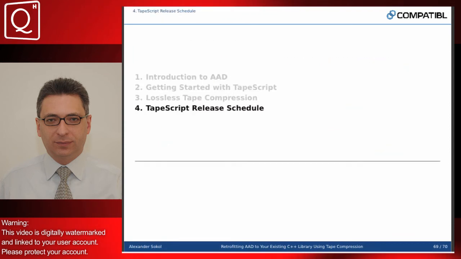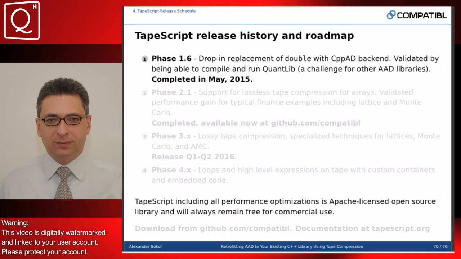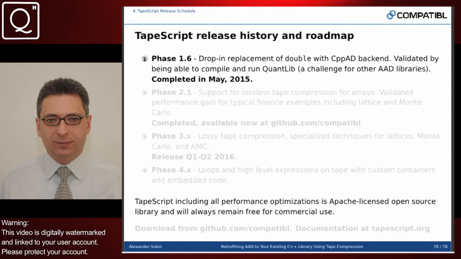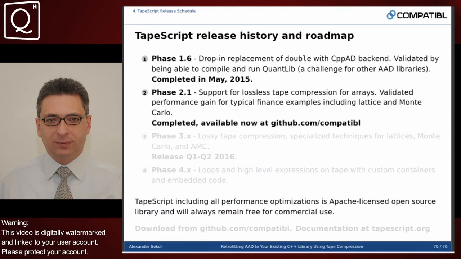All right, so now finally, the last slide before I go and show some of the code is the TapeScript release schedule. Phase 1.6 was released in May 2015. It was simply a drop-in replacement of double with a CPP AT backend that made it possible to compile and run QuantLib as a case study, right? So that did not have any compression, but it made it possible to replace double with T-double more easily. Okay, so phase 2.1, which was released 2 days ago, is a lossless tape compression for arrays, with validated performance gain for typical finance examples, and it's now completed. This replaced phase 2.0, which was released about a month ago.